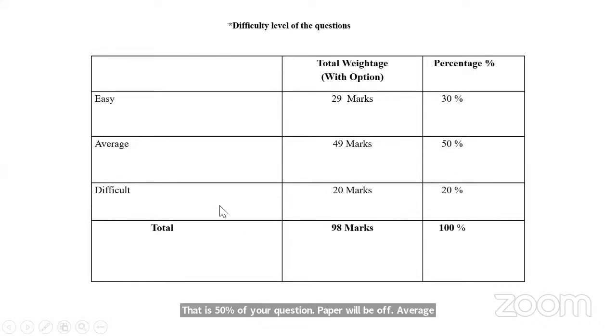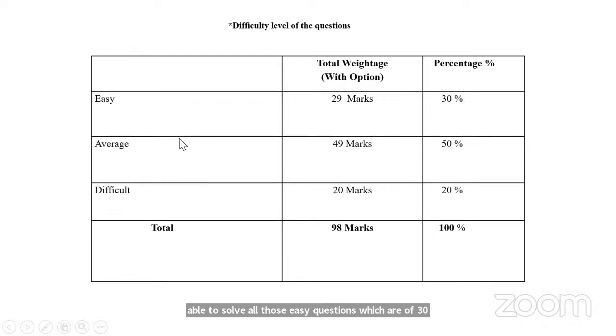And if you see the last row, the so-called difficult questions, the weightage allotted is 20 marks out of 98. The percentage is 20%. So students, you need not worry so much. If you have taken efforts wholeheartedly, I'm sure that each one of you will definitely be able to solve all those easy questions which are of 30 marks.